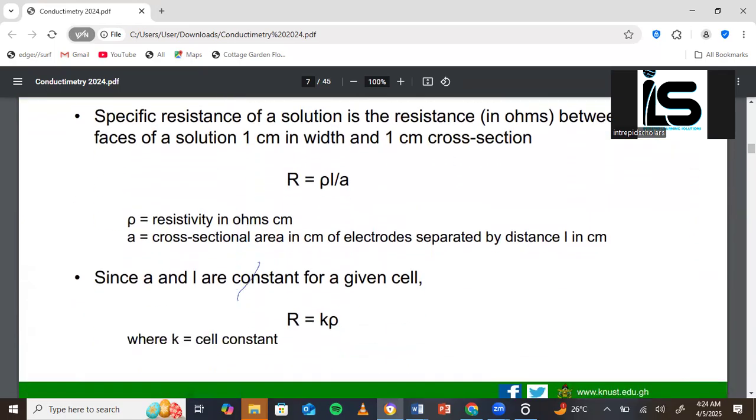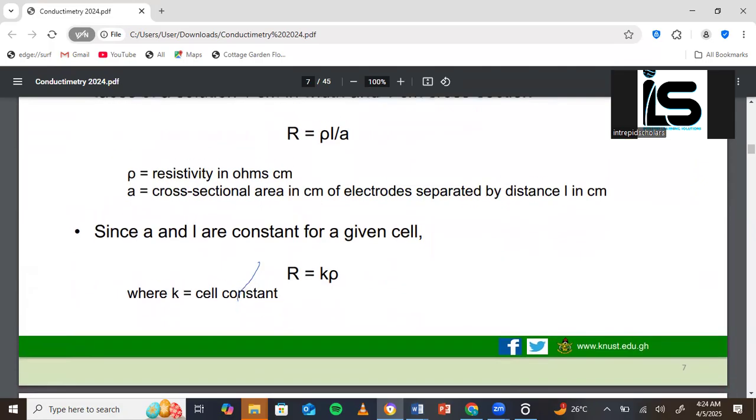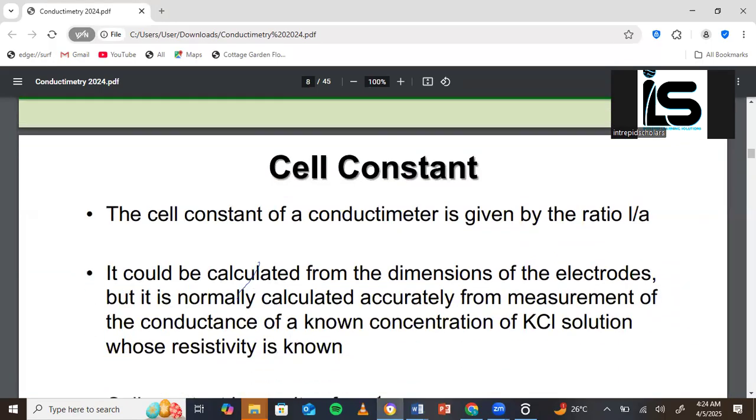Right, so moving on, we say since A and L are constant for a given cell, we can combine them to give the cell constant. So instead of having the L over A, we can replace it with K so that we can have resistance is equal to cell constant times resistivity.